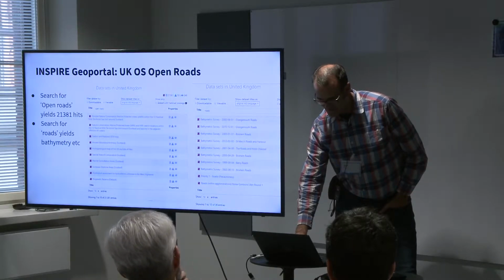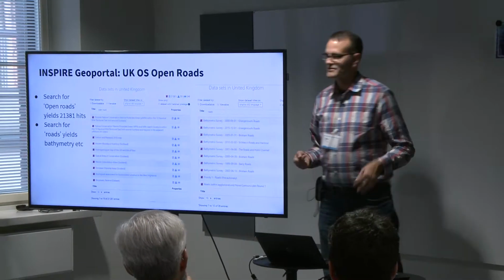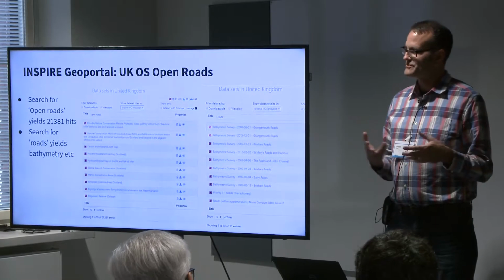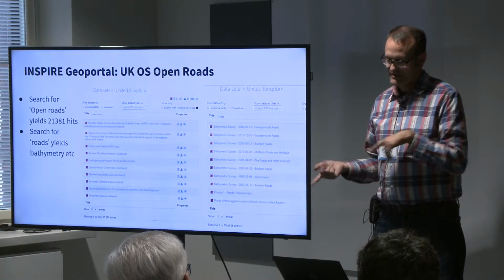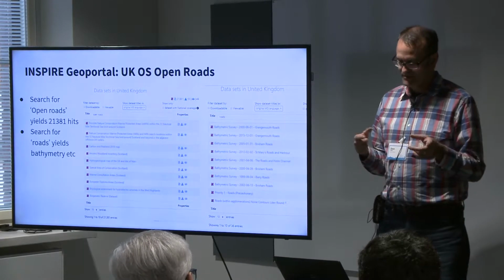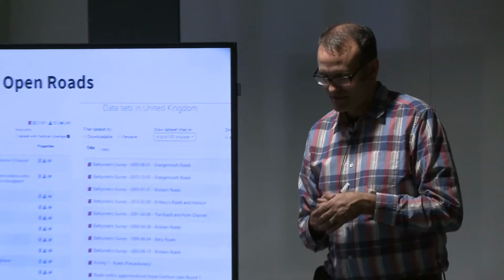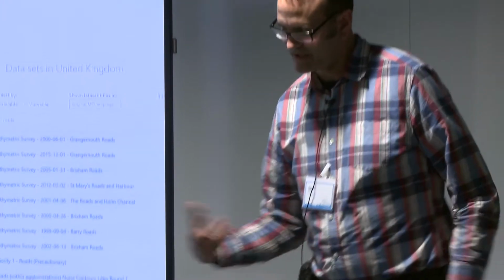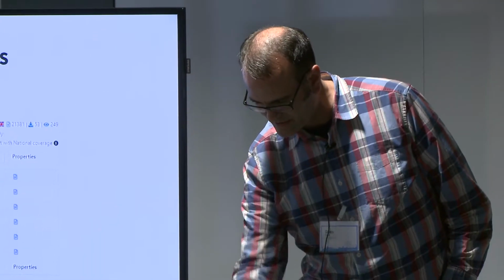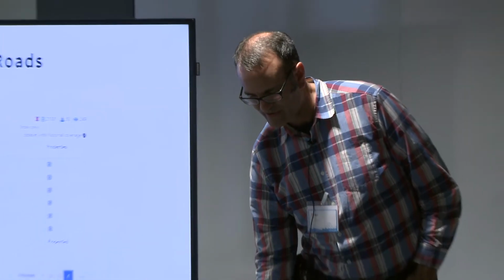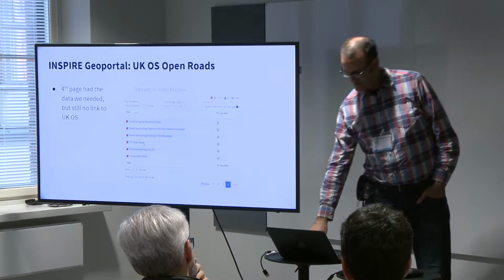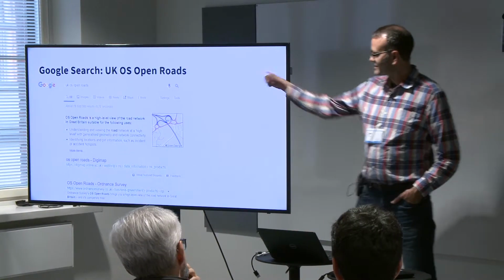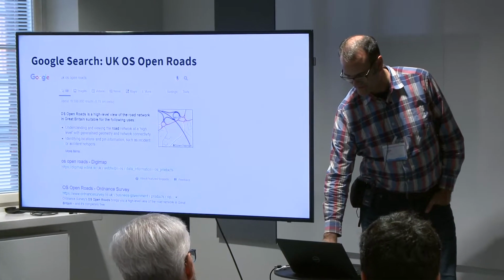So same thing here. I'm just showing when I search for open roads in the GeoPortal, I got about 21,000 hits. I don't know if maybe I'm not using the right notation. When I search for a single word like open or roads, it was a bit more focused. So searching on just roads gave about 35 hits, and then if I scroll to the bottom, I actually got the Ordnance Survey open roads that I was looking for. So the data is there, but some challenges around search. Again, when I put it into Google, it comes up on the first record.